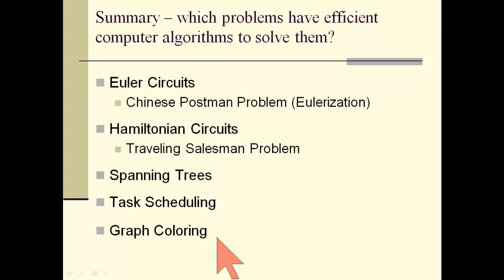And as we went along, I pointed out that some of these problems are easy for a computer, some are hard. Which problems have efficient computer algorithms to solve them and therefore are easy? Euler circuits, yes. Hamiltonian circuits, no. Spanning trees, yes. Task scheduling, no. And now graph coloring, we haven't given the answer for this. It turns out that this is a hard problem as well.